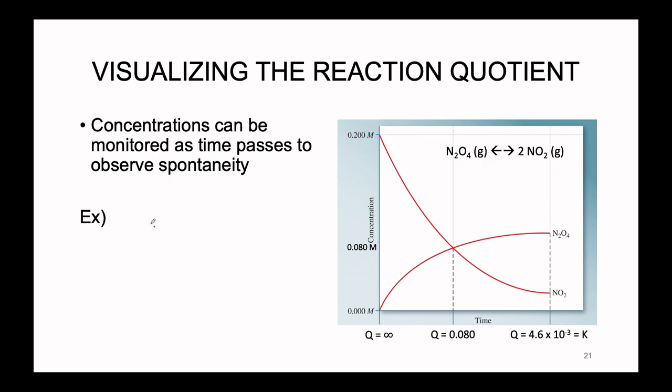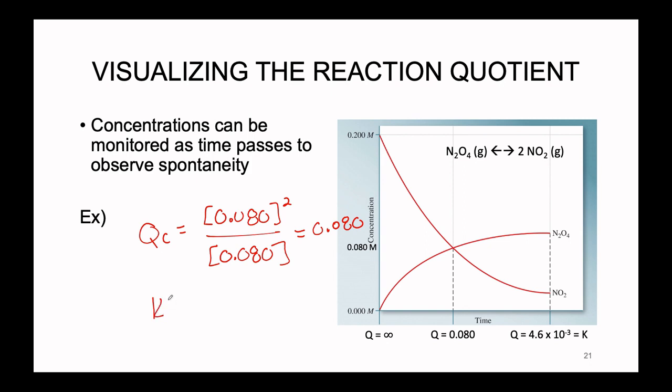All right, and we can rewrite real quick what our Qc expression is going to be equal to. It is going to be the concentration of products squared. So the concentration of our product is 0.080 molar. We can square that, and this is going to be divided by 0.080 molar. Now, what Q ends up mathematically equaling is 0.080. And for anyone who is keeping track, the equilibrium constant for this expression as it is written is 4.65 times 10 to the negative 3.